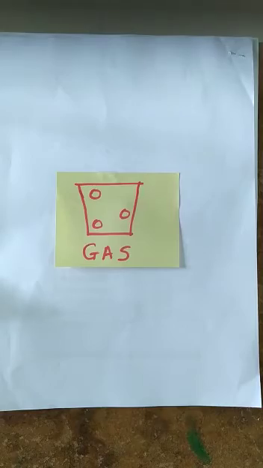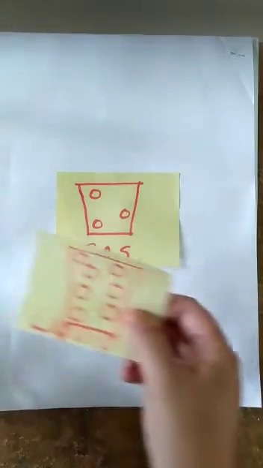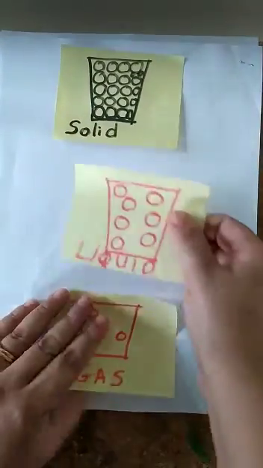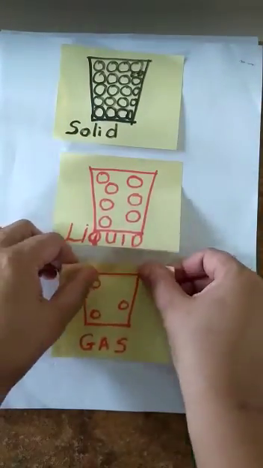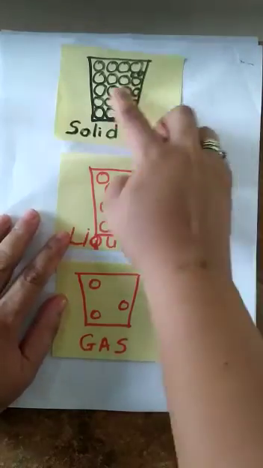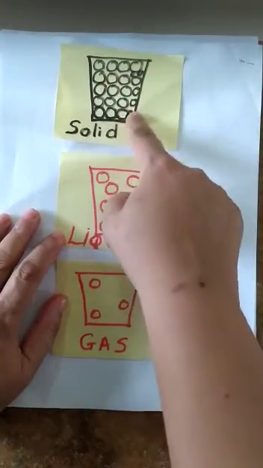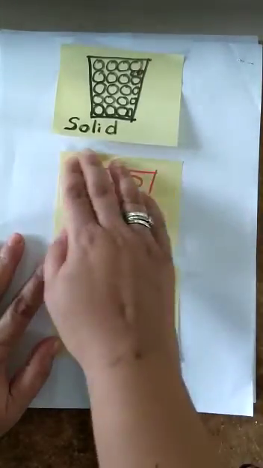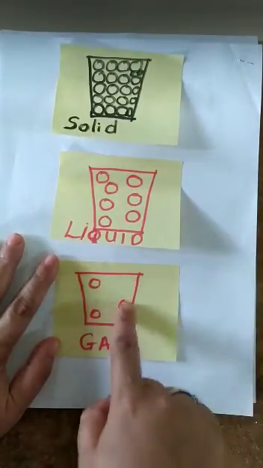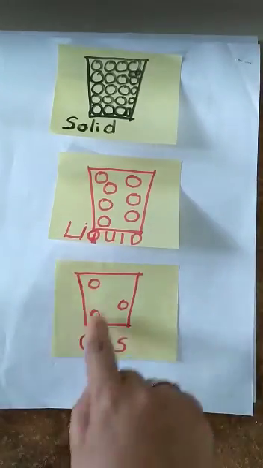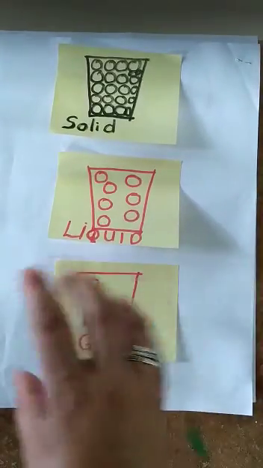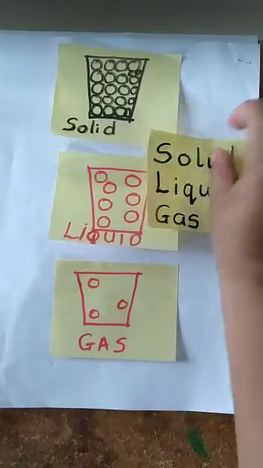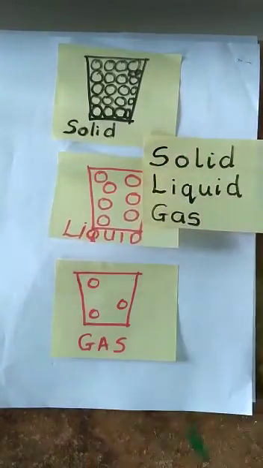So those are the 3 different states of matter. If you look at the 3 together, you'll see the difference. In solids, the molecules are tightly packed. In liquids, they're more freely able to move and more spaced out. In gas, there are not many circles, so not many molecules. They are very far apart. So these are the states of matter: solid, liquid, and gas.